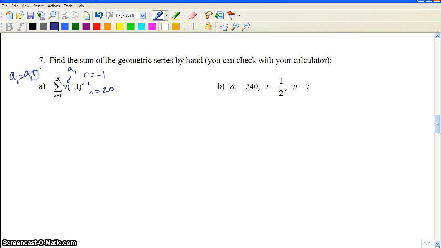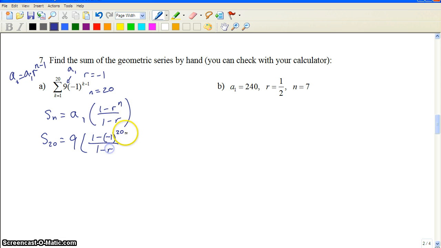A sub n equals a sub 1 times r to the n minus 1, and that setup fits directly into that model. But we're talking about the sum of it, so we're looking for s sub n, which is going to equal the formula a sub 1 times 1 minus r to the n over 1 minus r. So we're going to substitute the values that we know into the spot. So s sub 20 equals a sub 1, which is 9, times 1 minus negative 1, and we need to put that in parentheses and make sure that minus is there, because otherwise we're going to ruin the order of operations. We know that 20 is our exponent, and 1 minus r is 1 minus negative 1.